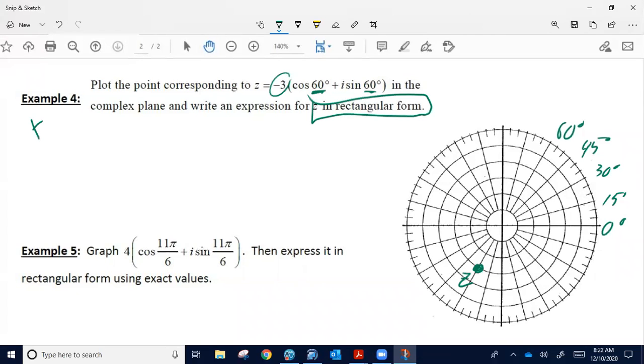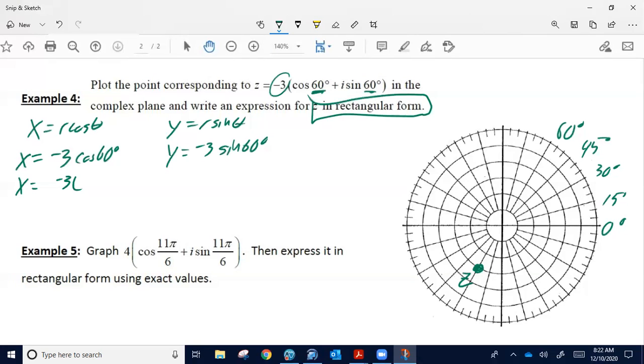Well, I have to know that X is always r cosine of theta and Y is r sine of theta. So in this case, X is -3 cosine of 60 degrees, Y is -3 sine of 60 degrees. -3, the cosine of 60 is 1/2. -3, sine of 60 is radical 3 over 2. We get -3/2 for X, -3 radical 3 over 2 for our Y value.